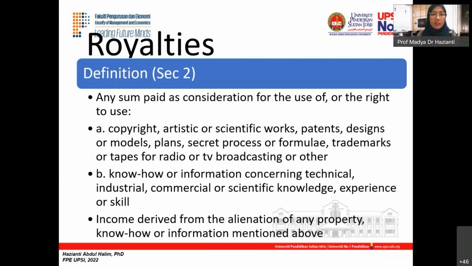So for royalties, under section 2, the definition is any amount paid in consideration for the use of copyright. So we have here copyright, artistic or scientific works, patent, design, model, plan, secret process, formula, trademarks, tapes for radio. It can also be know-how or information concerning technical, industrial or commercial knowledge or skill.